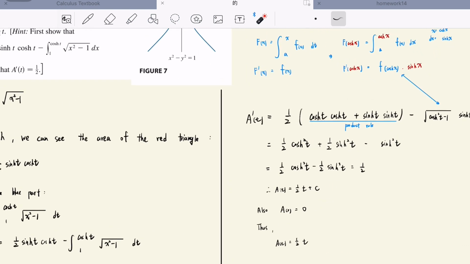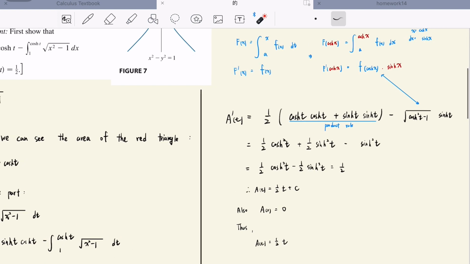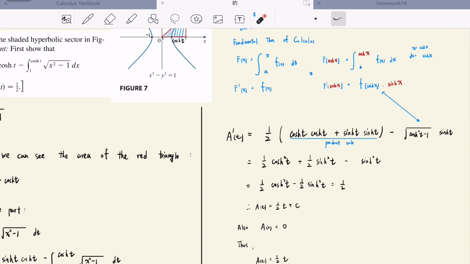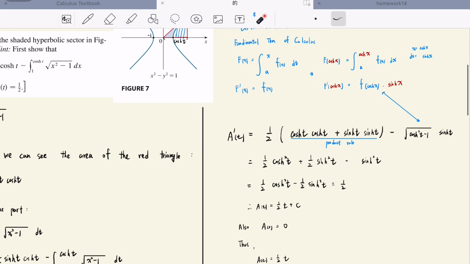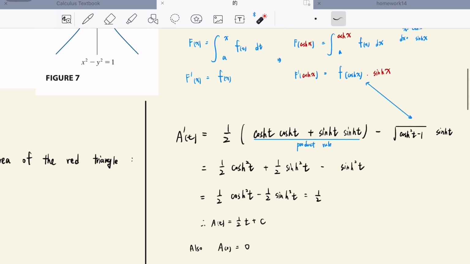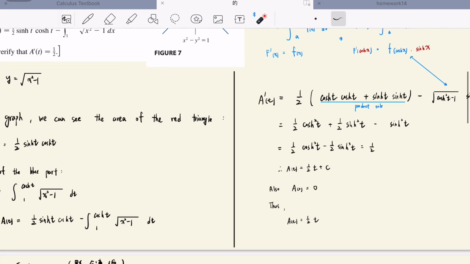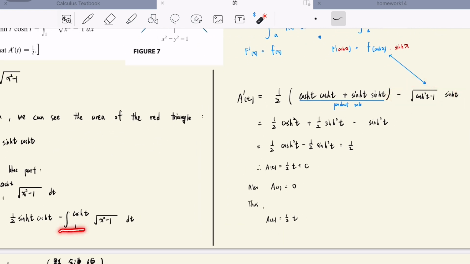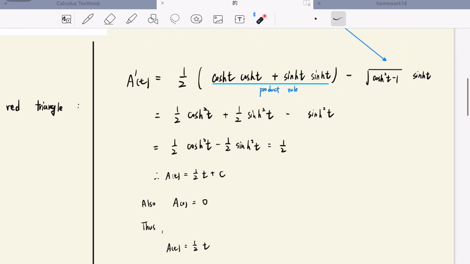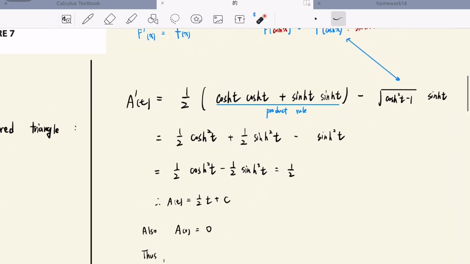And for this section, by the fundamental theorem of calculus, we will just simply plug hyperbolic cosine t into the function. So we can get this. But we have to notice that because of the chain rule, we have to multiply by the derivative of hyperbolic cosine t at the back, which is hyperbolic sine t. So this part is the derivative of this part. Okay, now we can focus on the derivative of the A function.